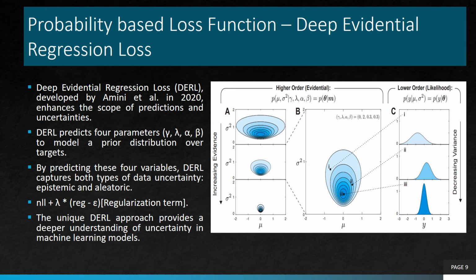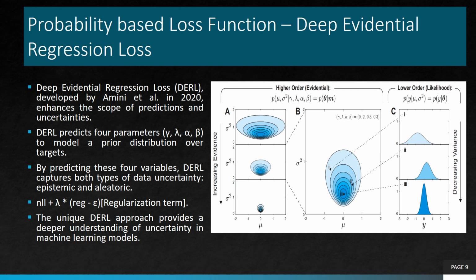The second probability-based loss function, which we'll use in this study, is the deep evidential regression loss, which was developed by Amini et al. in 2020. This assumes that the predicted mean and variance target by Bayesian neural networks contain some uncertainty, and hence this deep evidential regression loss tries to address this issue by predicting 4 parameters to model a prior distribution over the mean and predicted variance.